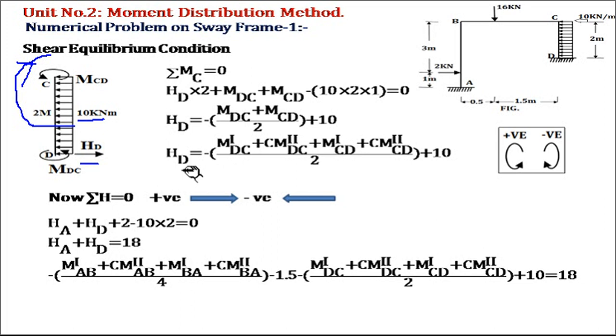Okay. Now we have found out the value of HA and HD. Now if we take the summation of horizontal force equal to 0, for the vertical member, here there was a horizontal force HA, and here was the horizontal force HD. So HA plus HD. Now 2 is acting towards right, so positive, and this 10 into 2, it is acting in the left hand side, so it is minus. Okay, so HA plus HD is equal to 18.